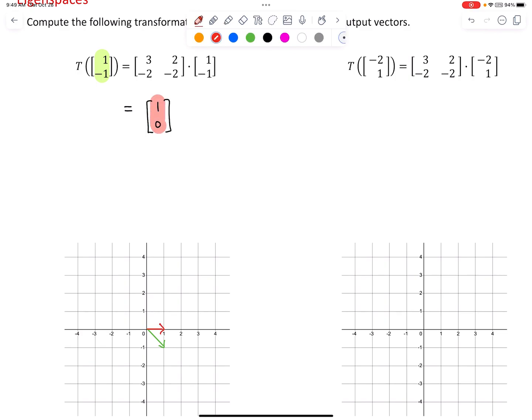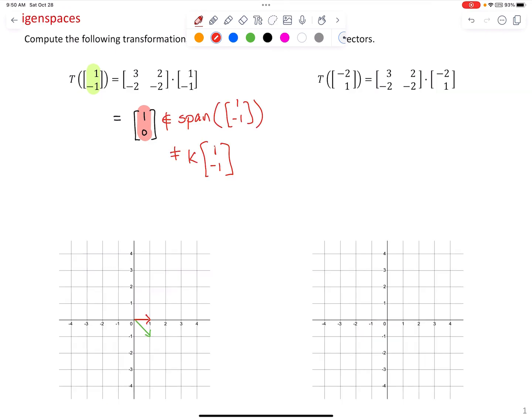And you'll notice from the imagery that the red vector is not in the span of the green vector, which means to say that the red vector is not a multiple of the green vector. Now let's take a look at the second input-output pairing.